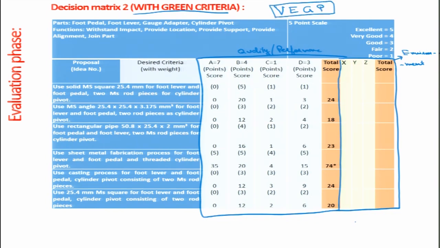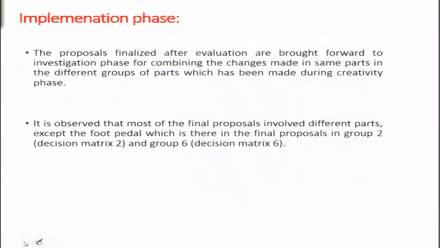Okay. We have not done this for this complex product, but I will just do the green criteria and the quality criteria for a simple product, for a chair or for a pen. But let us see what is the final decision that can be taken from the current study that we are taking. In implementation phase, the proposals, those are finalized after evaluation and brought forward to investigation phase.